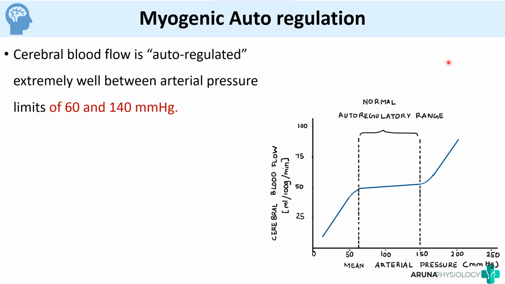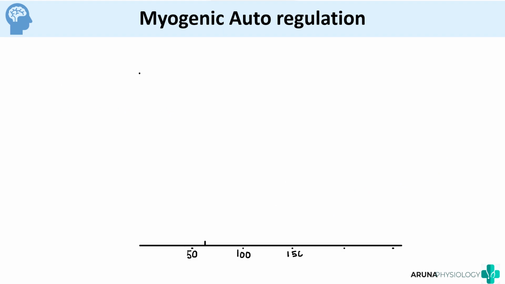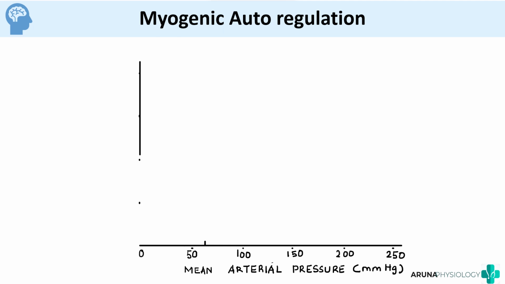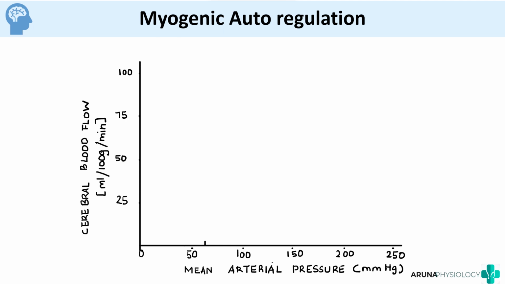What is myogenic autoregulation? The cerebral blood flow is auto-regulated extremely well between arterial pressures of 60 to 140 millimeters of mercury. This can be explained with the help of this graph. If you plot the mean arterial pressure in millimeters of mercury on the x-axis and the cerebral blood flow in ml per 100 gram per minute on the y-axis, you can see that as the mean arterial pressure increases, the cerebral blood flow also increases. Now imagine a normal arterial pressure, say around 120.